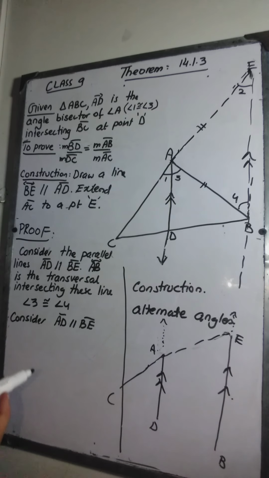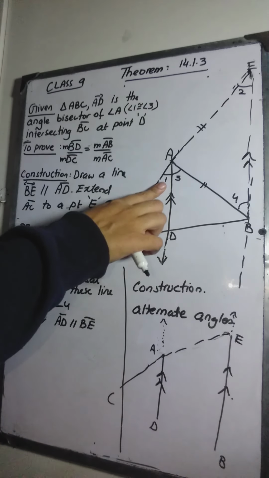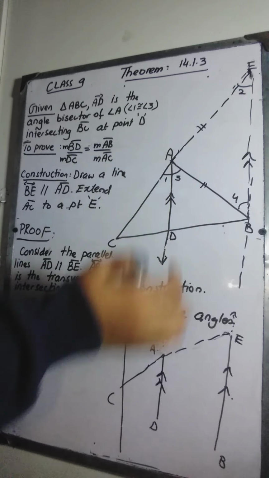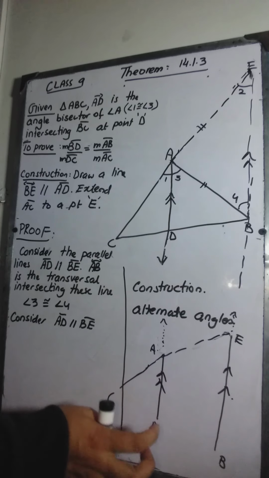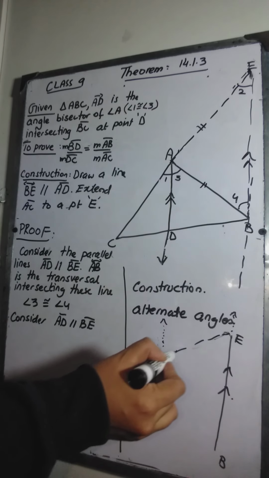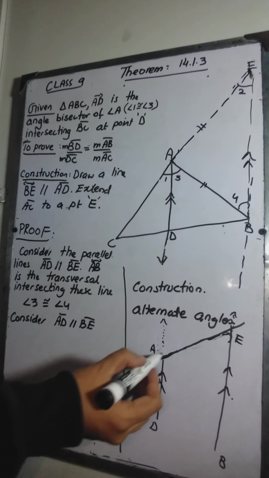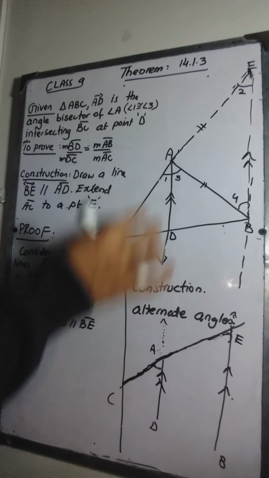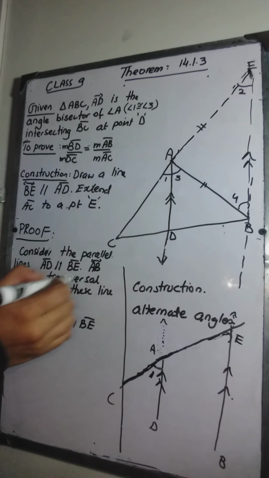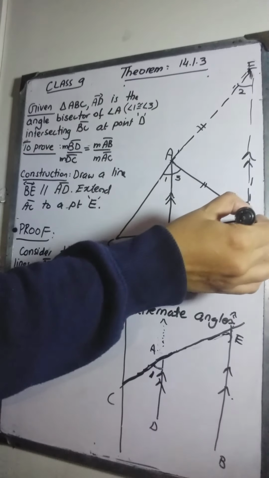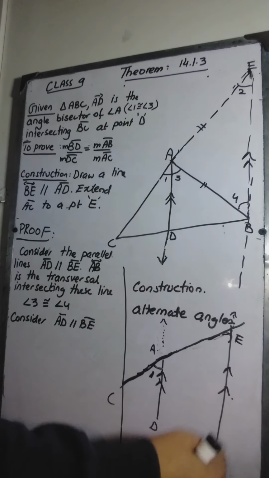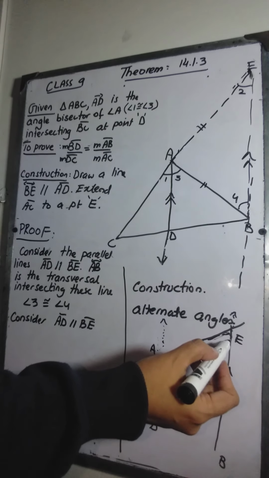Now angle 1, this is the angle made by EC and AD. Let me draw it correctly. This is something like this. The angle between AC and AD is angle 1. And the angle between EB and EC, this angle is angle 2.